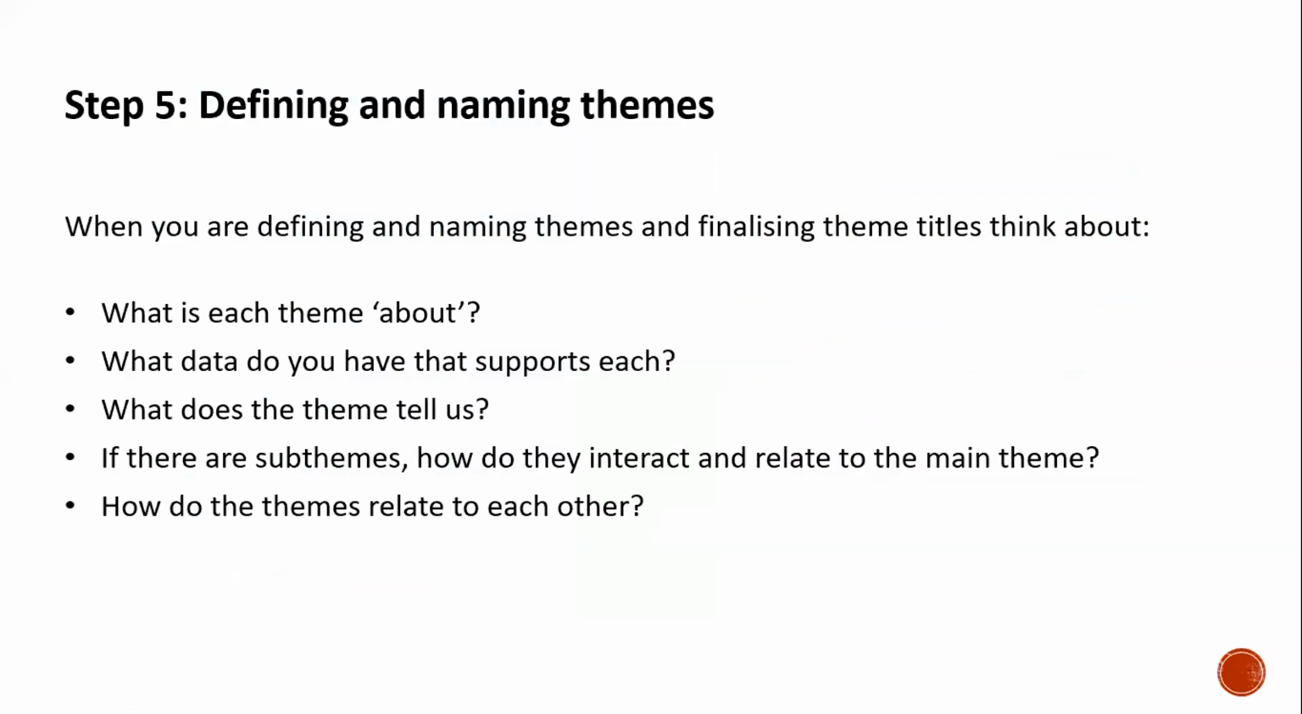The next phase is that we need to define and name the themes. We have got themes, and now at this stage, I need to define them. I need to give a name to these themes. So at this point, we have to answer questions like the following. First, I need to know what each theme is about. What is this theme talking about? And then I need to think what data I have which supports each theme. Do I have sufficient data for each theme or not? And then we also need to know what the theme tells us. What is the story behind this theme? And if there are sub-themes, how do they interact with each other? And how do they relate to the main theme? And finally, how do the themes overall relate to each other?